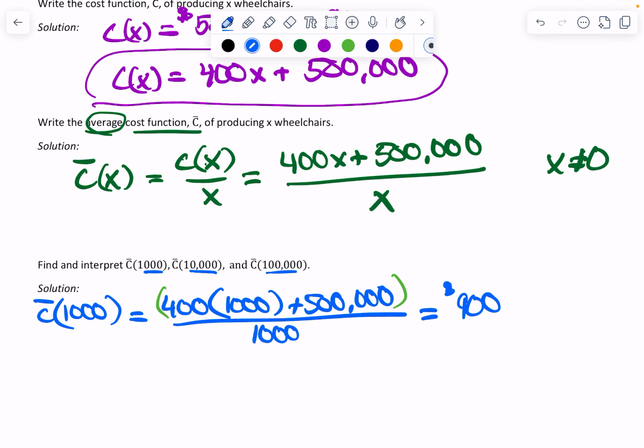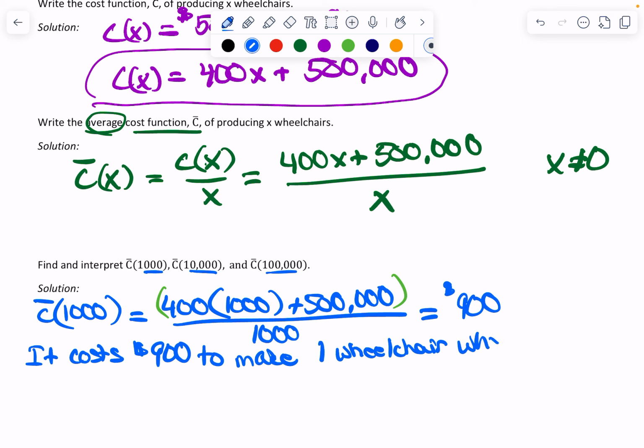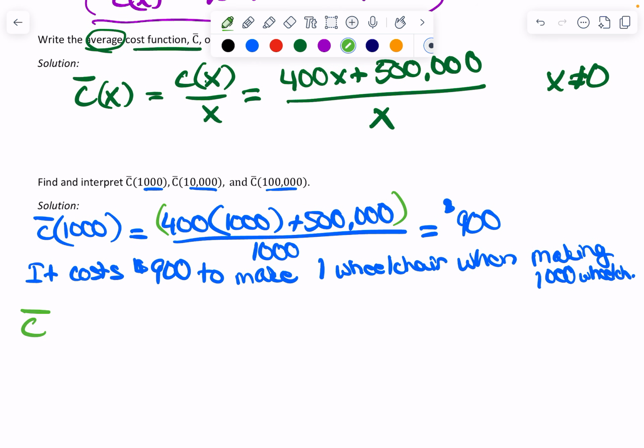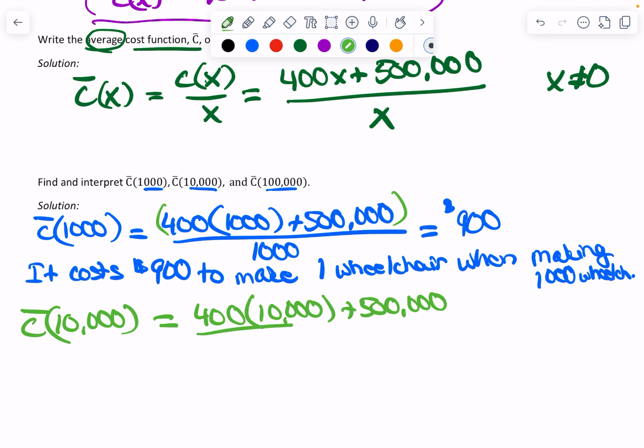So what does this mean? It costs $900 to make one wheelchair when making 1,000 wheelchairs. Okay, next we're going to look at 10,000 wheelchairs. So what happens? 400 times 10,000 plus 500,000 divided by 10,000.